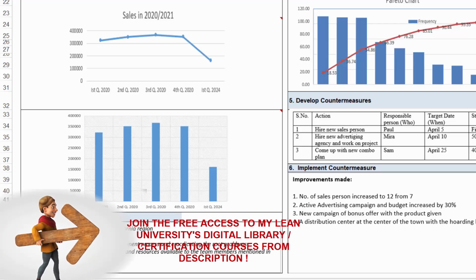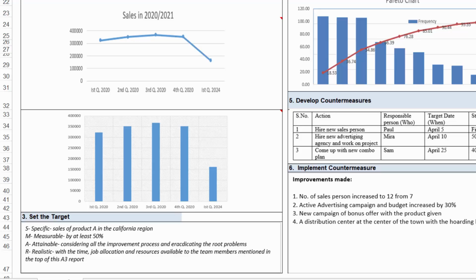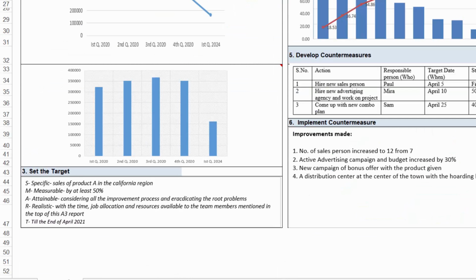This project is targeted to make an improvement in S, or let's be specific, sales of the product A in the California region, M or measurable by at least 50%, A or attainable considering all the improvement process, and R realistic target with time, job allocations and resources available to the team members mentioned at the top of the A3 report. The team members would be listed around here at the top, and T till the end of April 2021. So we have made a SMART target, which is specific, measurable, attainable, realistic and timely.